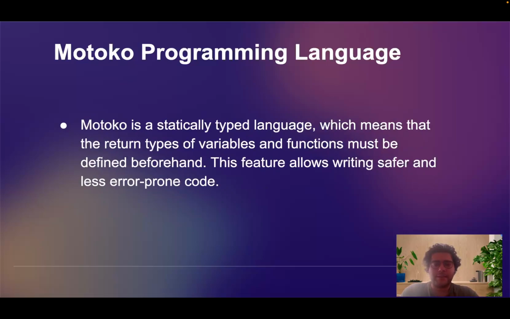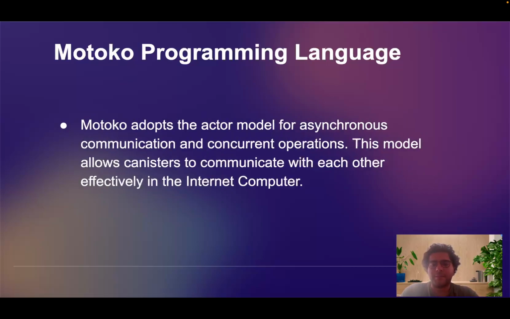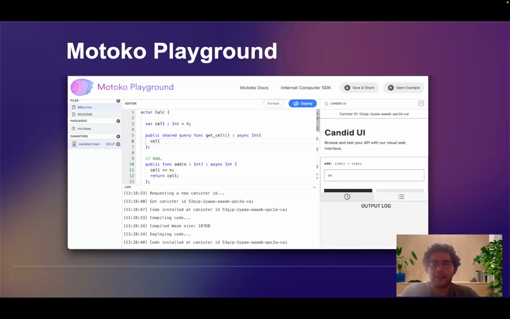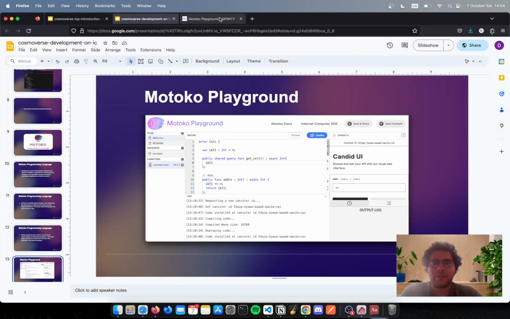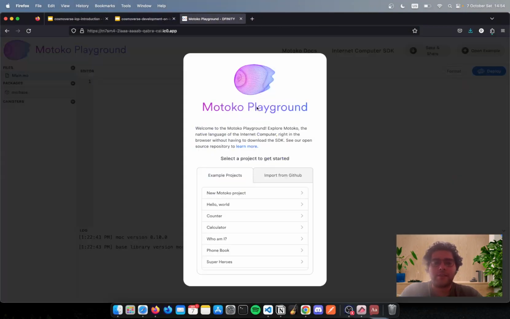Motoko is a statically typed language, and it implements the actor model for asynchronous communication and concurrent operations. This allows canisters to communicate with each other effectively on the Internet Computer blockchain. And now I'll be showing you a basic smart contract on ICP using the Motoko language. But for development on Motoko, if you're not working on a large-scale project, you don't have to set up a developer environment, because we have something called Motoko Playground, where you can create smart contracts and deploy them seamlessly without paying any gas fee on the Internet Computer blockchain.